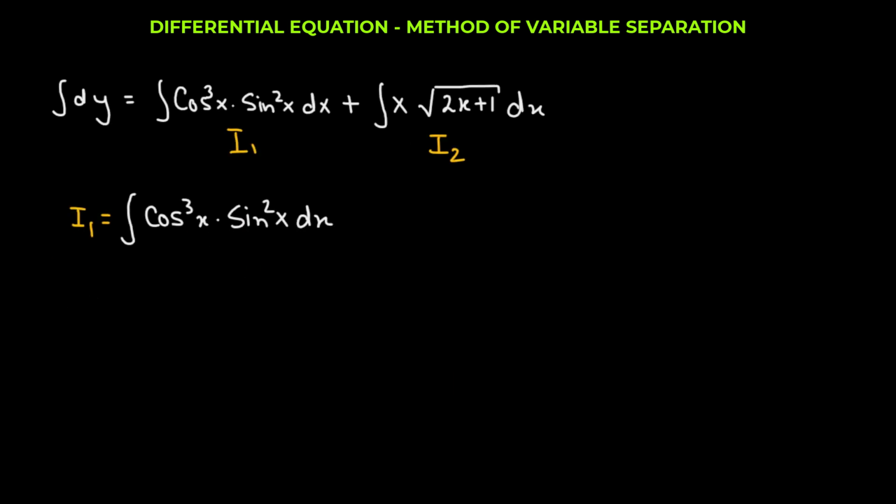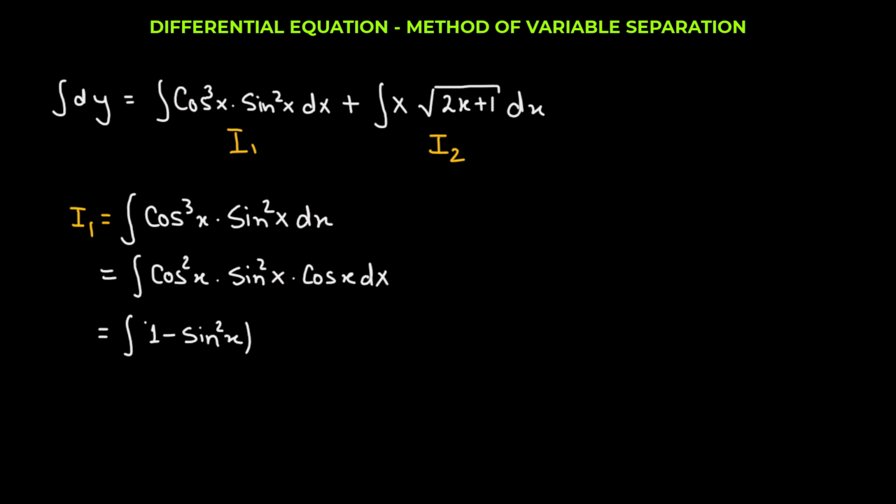Now we will start computing the first integral, so I1 equals the integral of cosine cubed x times sine squared x dx. This can be rewritten as the integral of cosine squared x times sine squared x times cosine x dx. Here we have written cosine cubed x as cosine squared x times cosine x, so that we can replace cosine squared x with 1 minus sine squared x, and that gets multiplied by sine squared x times cosine x dx, or simply the integral of (sine squared x minus sine x raised to the power of 4) multiplied by cosine of x dx.